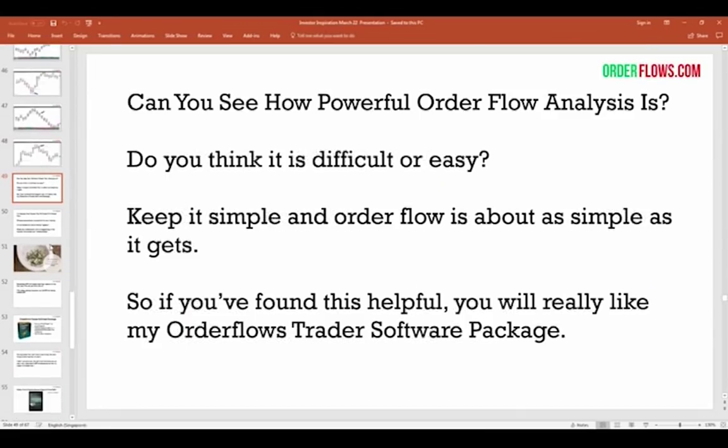So hopefully by now you can see how powerful order flow analysis is. If you think it's difficult or easy, I like to think it's easy. I like to keep things simple, right? And order flow is about as simple as it gets.